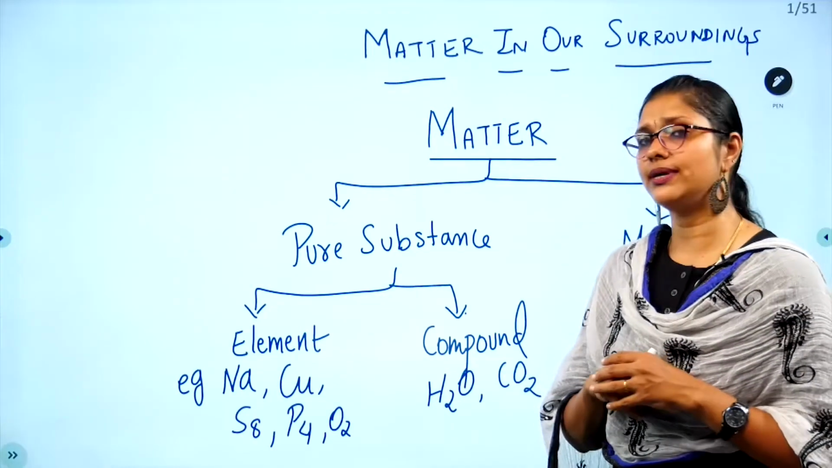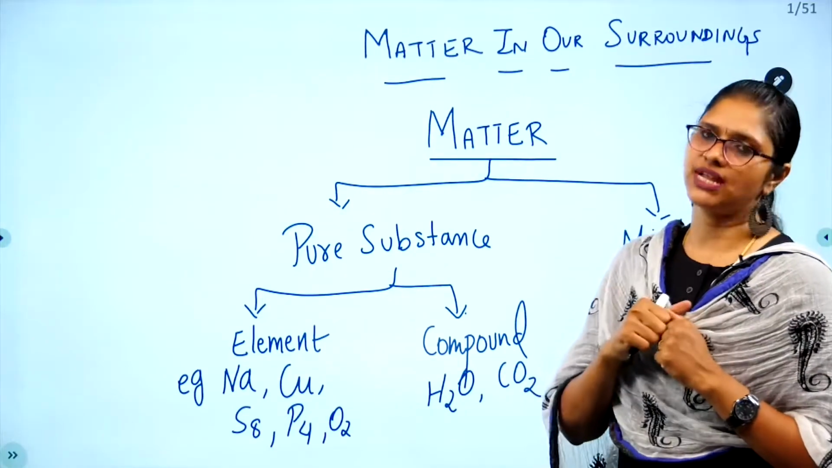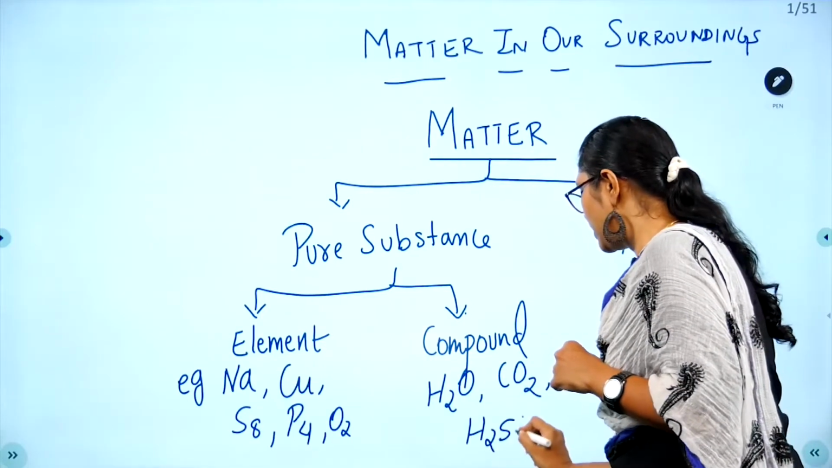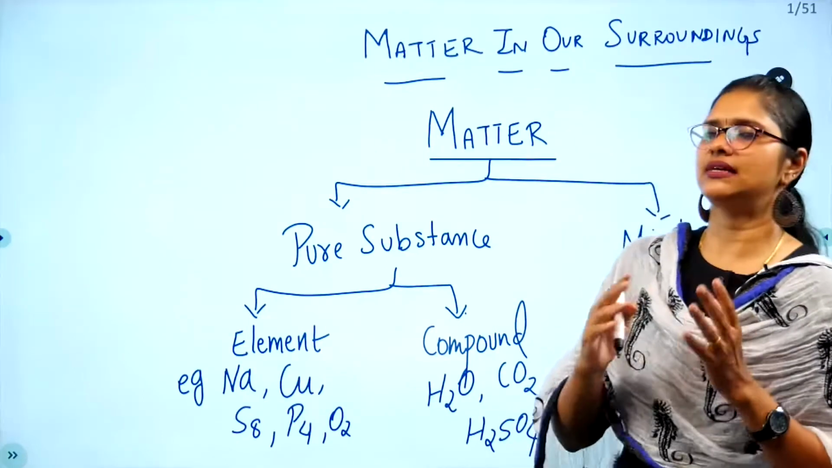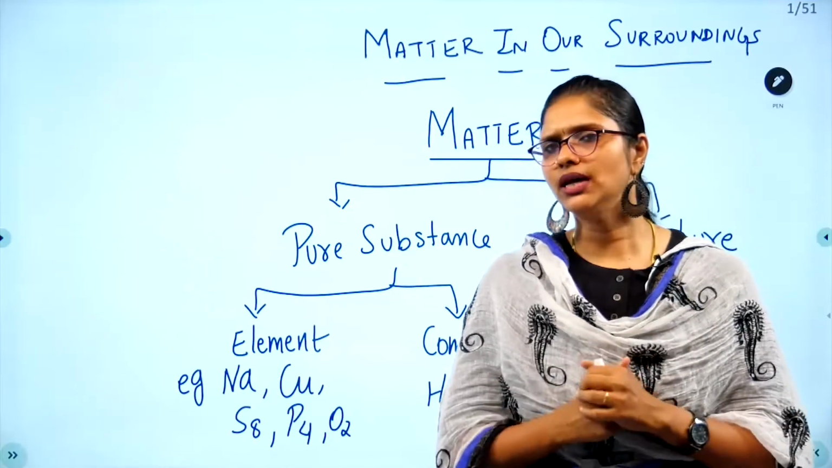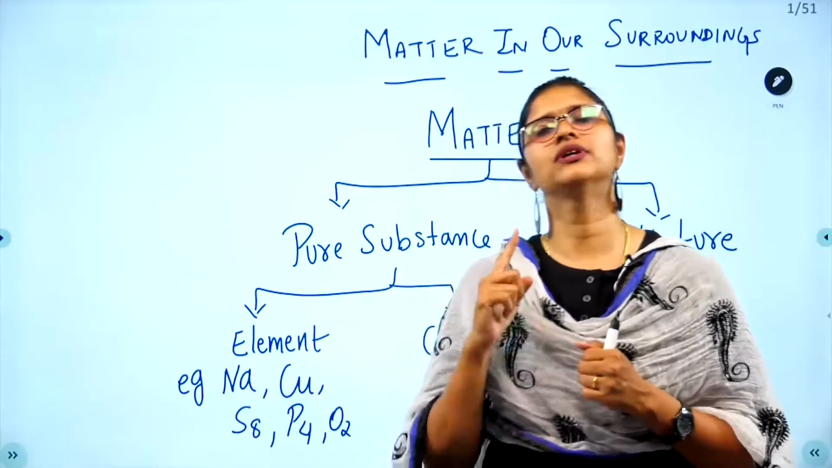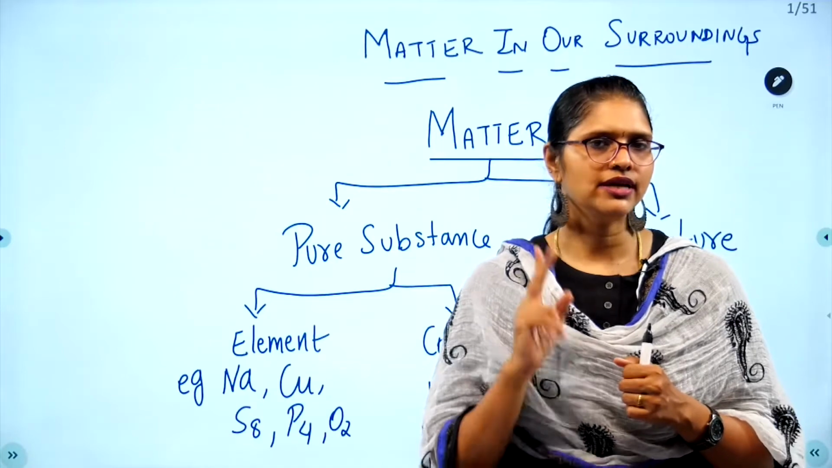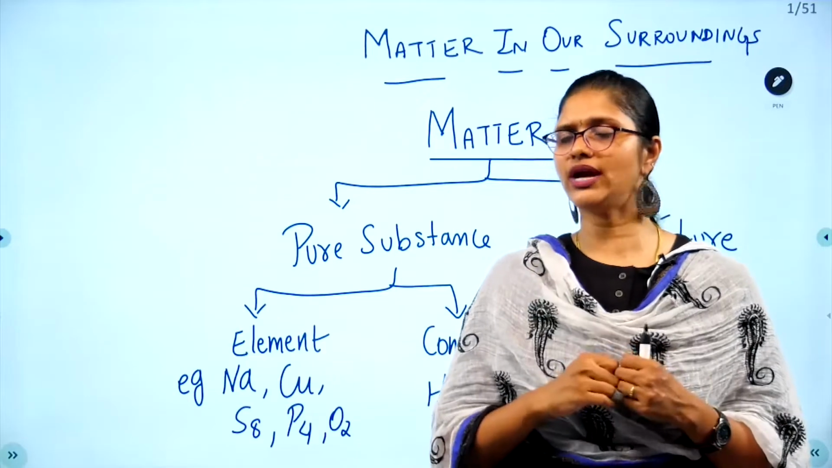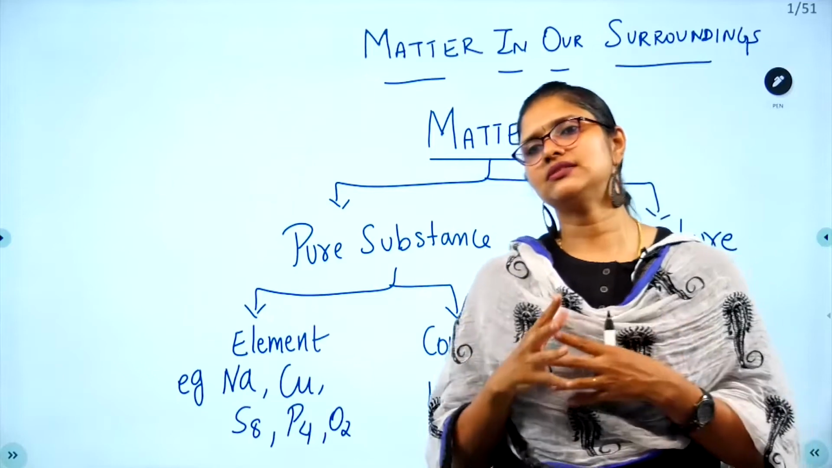CO2, carbon dioxide. What is carbon dioxide made up of? 1 carbon atom with 2 oxygen atoms. So CO2. H2SO4 means sulfuric acid, an acid. What is the formula? H2SO4. So one molecule of H2SO4 consists of how many atoms of hydrogen? 2. How many atoms of sulfur? 1. How many atoms of oxygen? 4. You can see that it is a fixed proportion, not randomly mixing. So that's called compound.